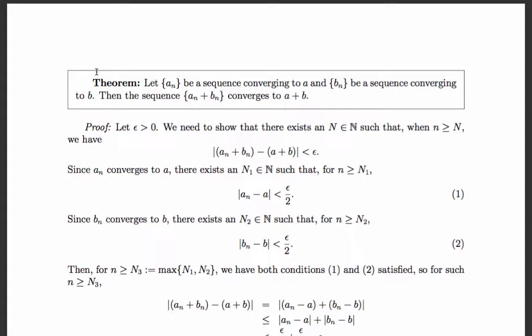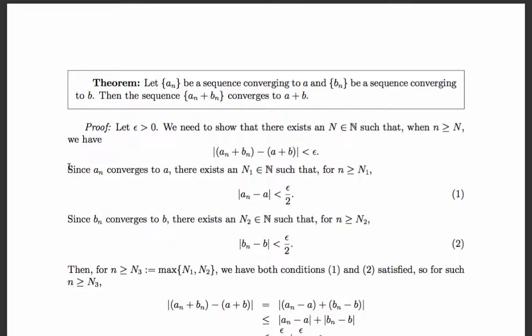Our goal is to show that a plus b satisfies the definition of the limit of the convergent sequence a_n plus b_n. That means that if little n is bigger than big N, then the absolute value of the difference between a_n plus b_n and a plus b is less than our arbitrary epsilon. So there's our goal. That's where we're trying to get to.